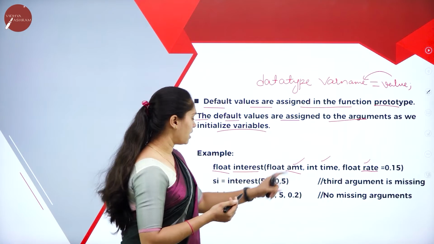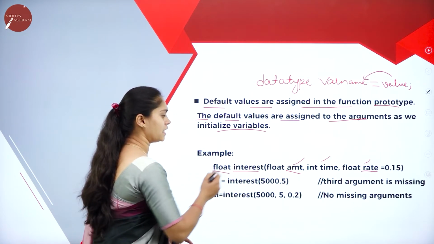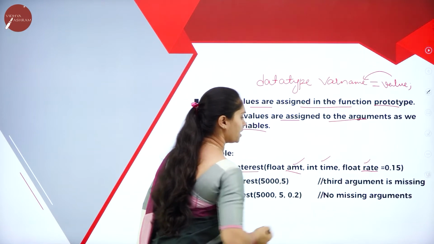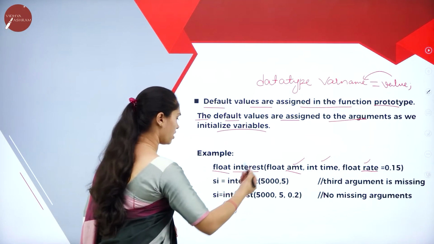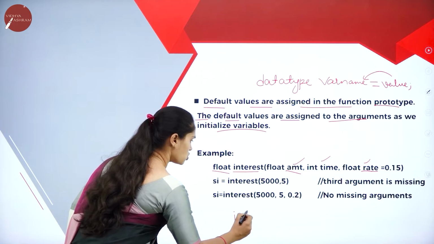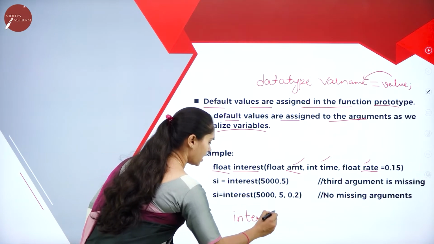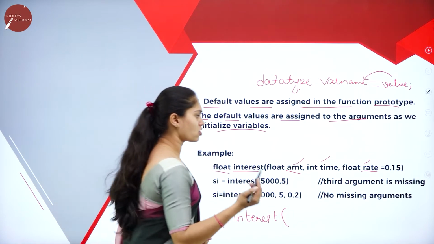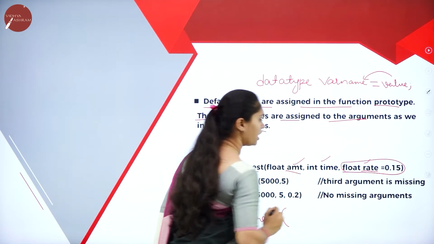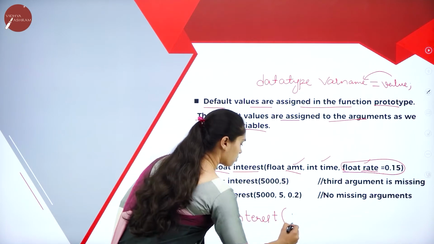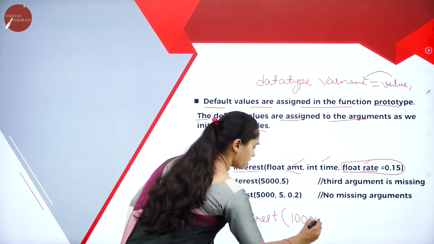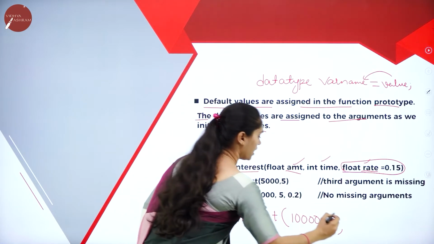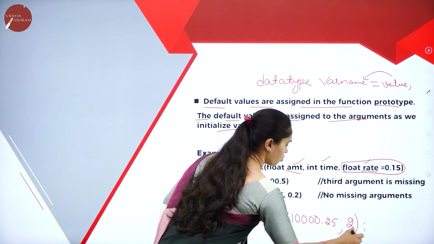Okay, so here what will it perform? Float interest is the name of a function, with 3 variables: amount, time, and rate is 0.15. So here how are we going to do that in a function call? I don't want to send 3 values here. Instead of that, I need to send only 2. Why? Because we have already assigned a value for rate. So here I am going to send the amount as 10,000.25 because I am taking float, and I am going to take the time as 2 years.